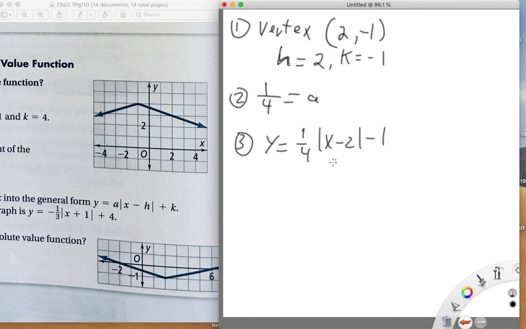So this is going to be an upward facing graph, moving 2 spots to the right and 1 spot down.